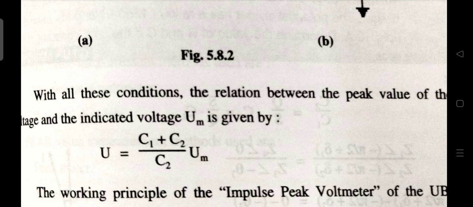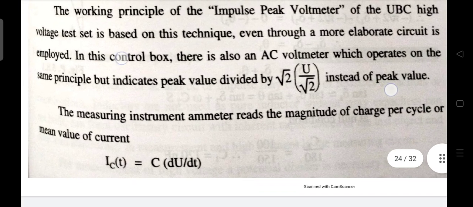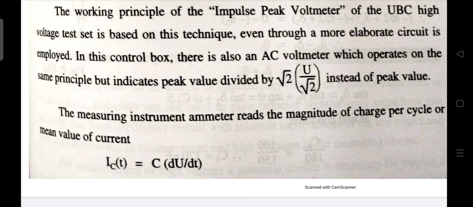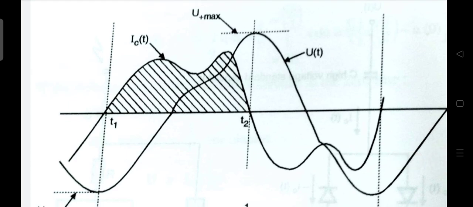The working principle of this impulse peak voltmeter of the UBC high voltage test set is based on this technique. Even though a more elaborate circuit is employed in this control box, there is only an AC voltmeter which operates on the same principle but indicates peak value divided by root 2, that is U/√2, instead of peak value. So the measuring instrument ammeter reads the magnitude of charge per cycle, or mean value of current, as C du/dt.